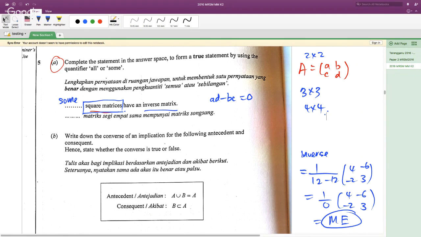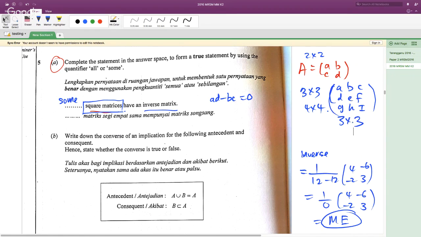So that means you can have A, B, C, D, E, F, G, H, I. This is called 3 times 3, right? This one we call a square matrix. It's not like matrix A multiplied by matrix A. So yes, this one is a square matrix.